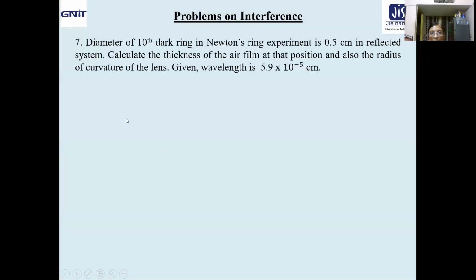Next question. Now it is the Newton's ring problem. Diameter of the 10th dark ring in Newton's ring experiment is 0.5 centimeter in the reflected system. That means D10 is given as 0.5 centimeter. Calculate the thickness of the air film at that position, that means t, and also the radius of curvature of the lens, that means capital R. The wavelength is given here as 5.9 into 10 to the power minus 5 centimeter.